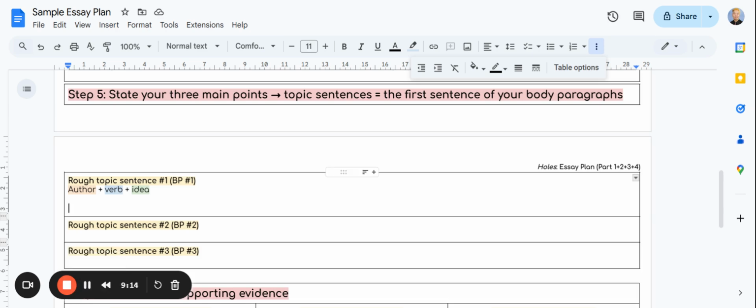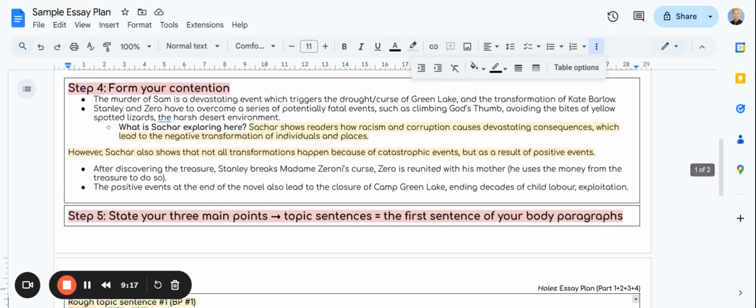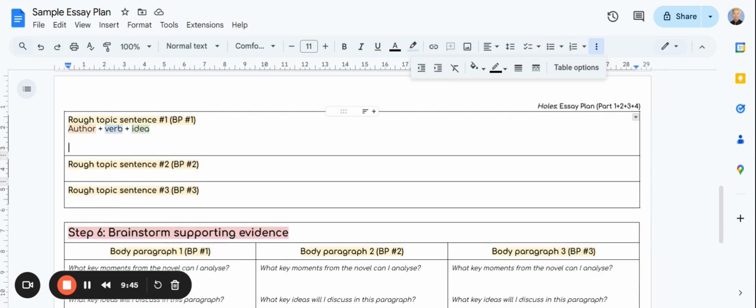So to come up with my topic sentences, I always go back to my contention and I always look back at these examples. So if we look at example number 1, what's Lewis Sacca trying to say through this example in relation to the topic? Well, we know that Sam the Onion Man is murdered because of the really deep racism at Green Lake. So perhaps Lewis Sacca is trying to show his readers how racism causes a series of devastating consequences, which lead to negative transformations. So that then becomes my first topic sentence.